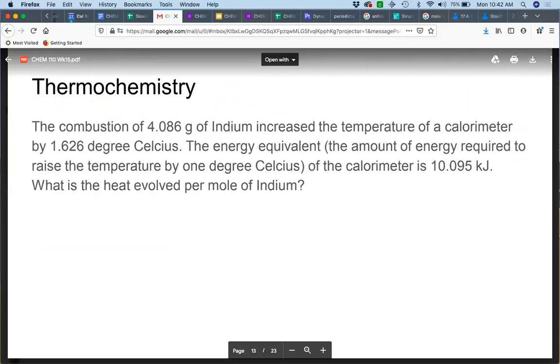So here's a thermochemistry problem. It says the combustion of 4.086 grams of indium increased the temperature of a calorimeter by 1.626 degrees Celsius. The energy equivalent, or the amount of energy required to raise the temperature by 1 degree Celsius of the calorimeter, is 10.095 kilojoules. What is the heat evolved per mole of indium?